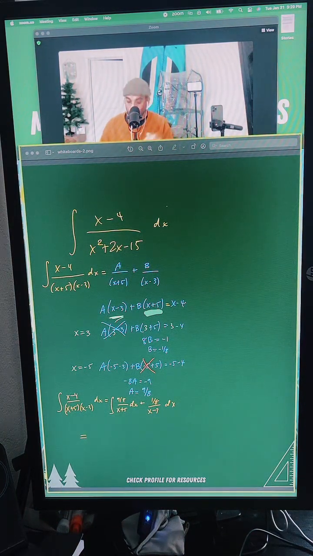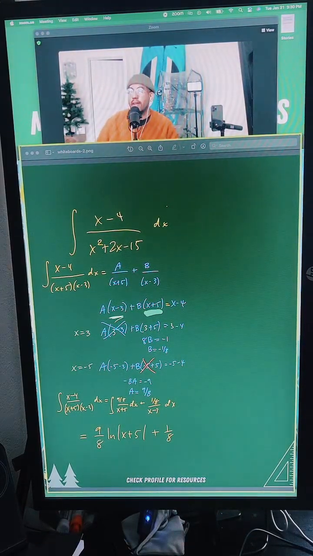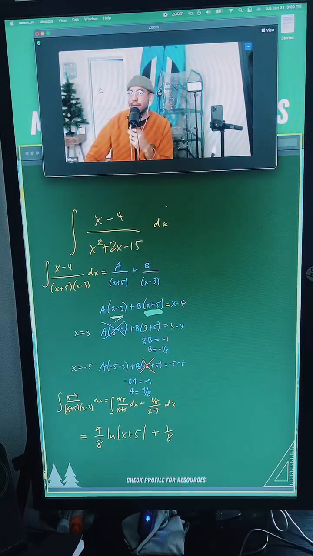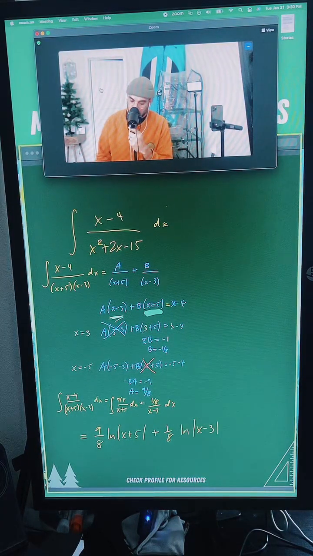Okay, so that first integral is going to become 9/8 natural log of x plus 5. I didn't even want to use u sub on there. Typically, when you use partial fractions, it should be that simple. What is the next one, guys? That last integral should be plus 1/8. And I have something else. What should that be? It's an x minus 3 on the bottom. Let's go ahead and make it a natural log of x minus 3.